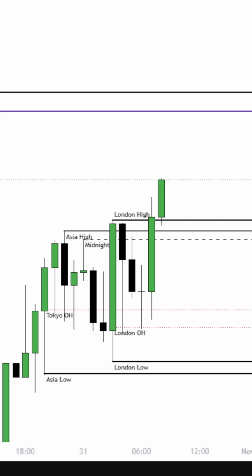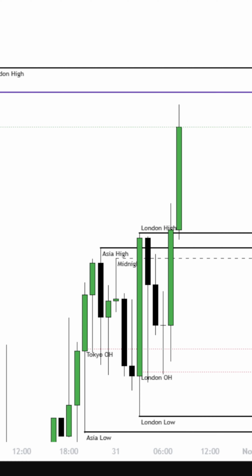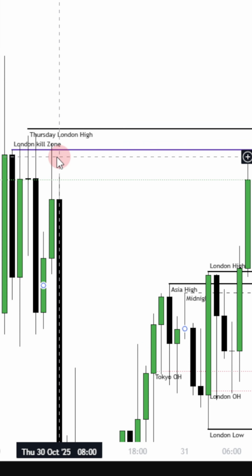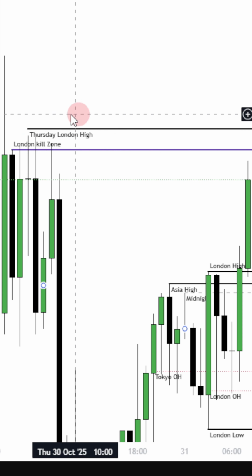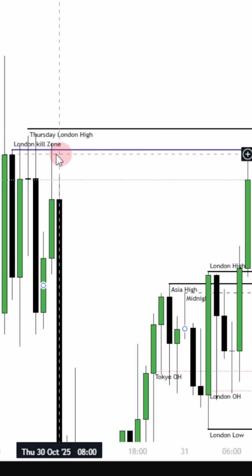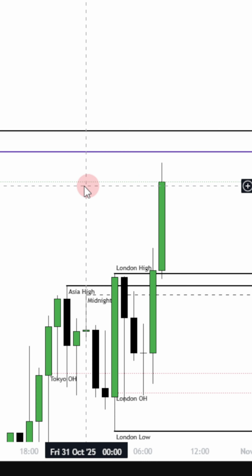Let me just hit play. Okay, so it got close to this London kill zone and this Thursday London high. So I was looking for shorts right there. That was looking real nice.